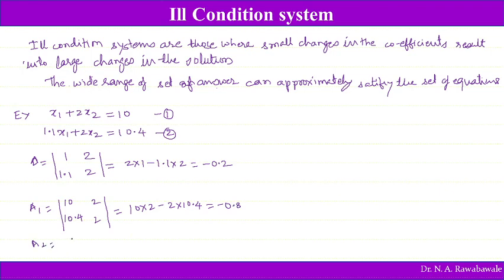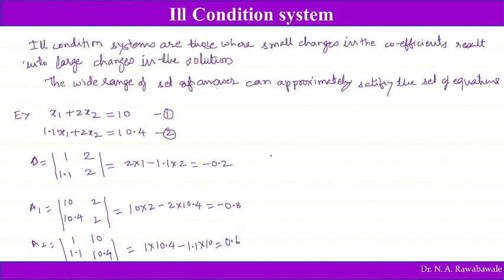first column as it is, 1, 1.1, then 10, 10.4. So on simplification we get 1 into 10.4 minus 1.1 into 10. This gives us 10.4 minus 11. This is minus 0.6.